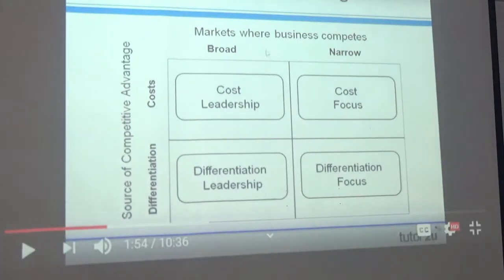So just understand these two things first. Markets where the business competes, and these are basically mass markets and niche markets. If you're in a mass market situation, you can compete on cost, because you can have economies of scale or different suppliers than your competition. But in general, you're not a mass product, so that's impossible. And then the other one is a narrow focus, which would be for a niche market.